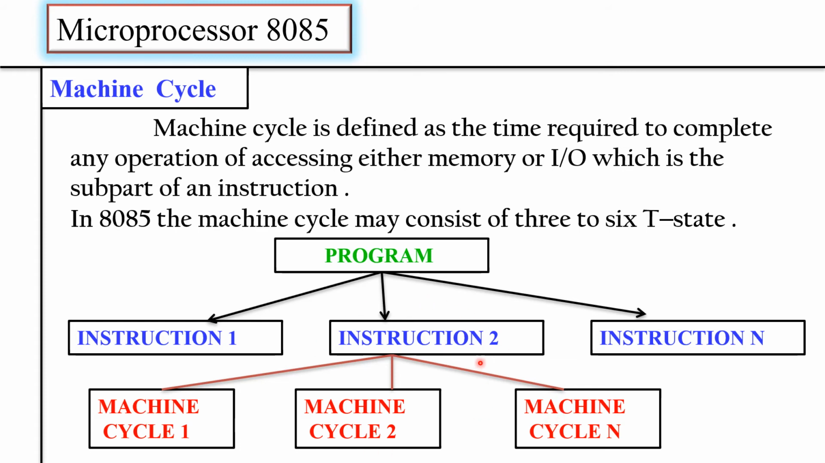Any one instruction consists of a number of machine cycles. In 8085, a machine cycle may consist of 3 to 6 T-states. Clear? Here we are shown the program. The program has a number of instructions, and each instruction is executed by a number of machine cycles.